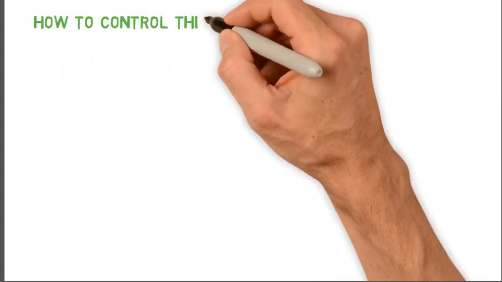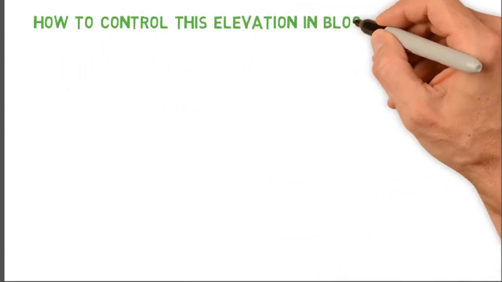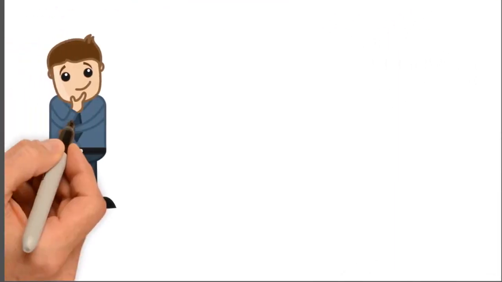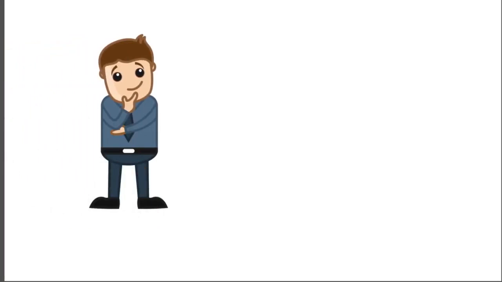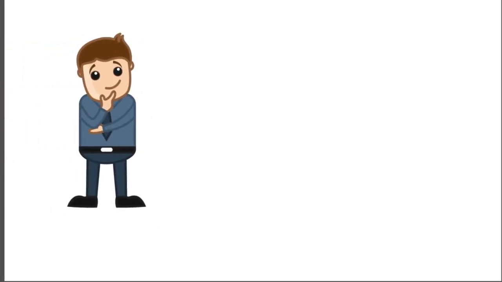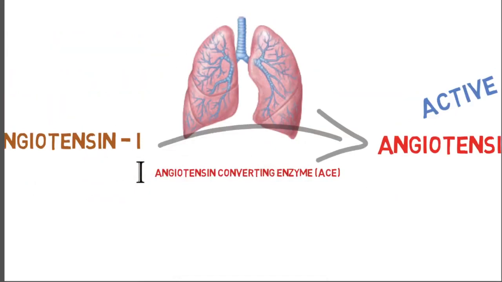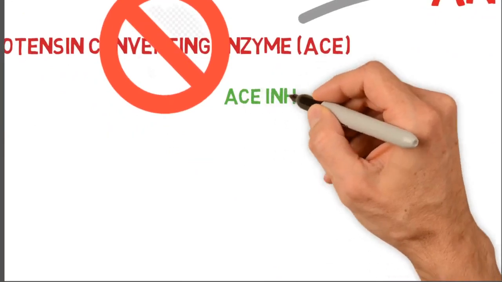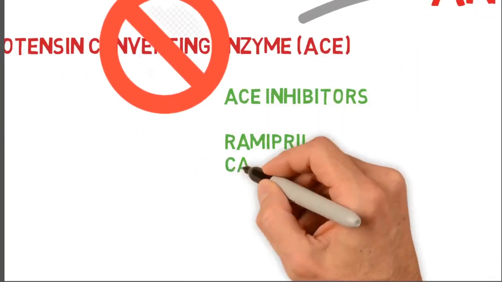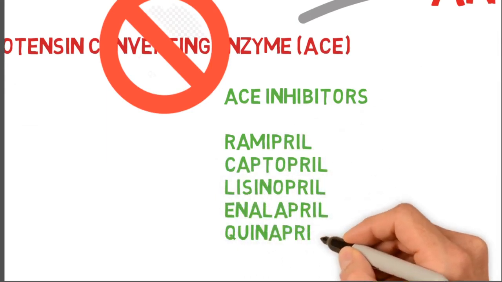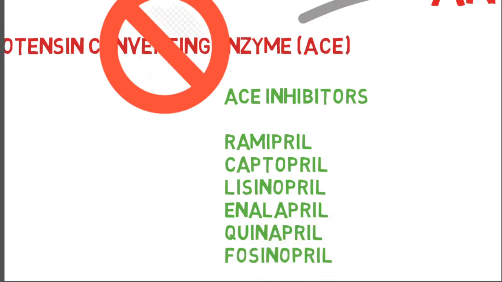Now, how to control this elevation in the blood pressure? So it is very important to control this. And there are some drugs which can be used to control this unnecessary elevation of blood volume. The first type of drugs will block angiotensin converting enzyme, hence they are called angiotensin converting enzyme inhibitors. Examples include ramipril, captopril, lisinopril, enalapril, quinapril, and fosinopril.